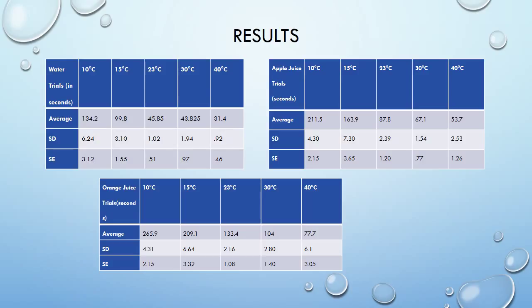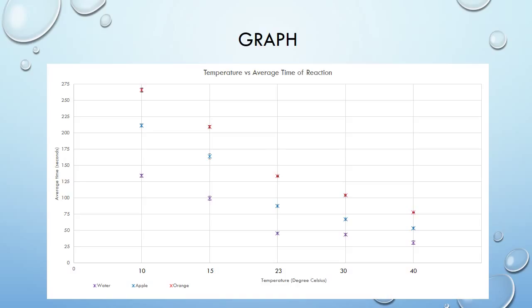For my results, I had the trials here as well, but I didn't want to show that because it wasn't important. I just want to show you the average at 10 degrees Celsius for water, at 15, 23, 30, and 40. Same thing for the apple juice and orange juice at these temperatures. I also include the standard deviation, and you can tell my standard error is half of my standard deviation because my trials was only 4. So I believe 4 was enough trials to be used for this experiment since I'm using so many different temperatures. This is my graph.